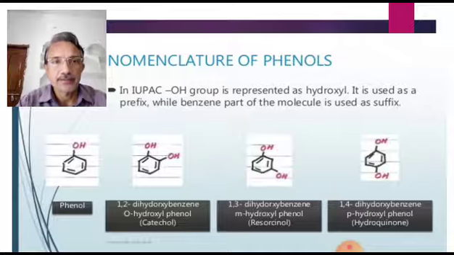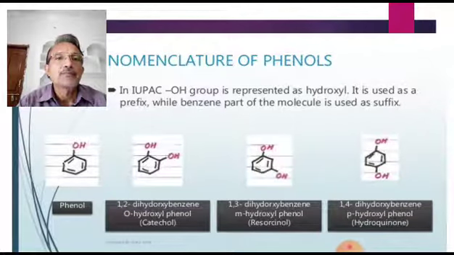Nomenclature of phenols. In the IUPAC system, the OH group is represented as hydroxy. It is used as a prefix, while the benzene part of the molecule is used as the suffix. Let us take a few examples for phenols. Phenols are also classified into dihydric phenols, polyhydric phenols, etc. Phenol, C6H5OH.